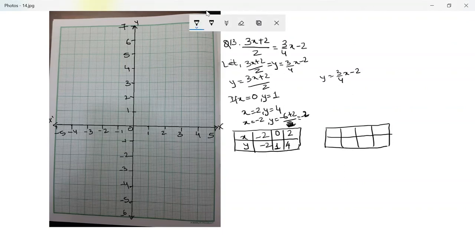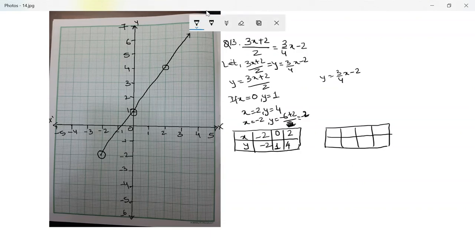Let's plot these 3 points. So negative 2 with negative 2, that's my point. Next, 0 with 1. Yeah, and then the last one is 2 with 4. Let's join these 3 points using a scale. Extend it slightly on the other side.